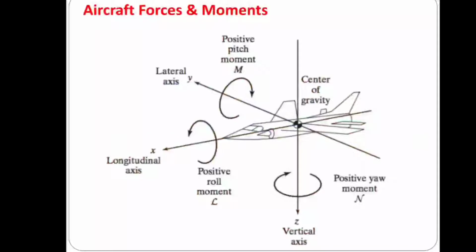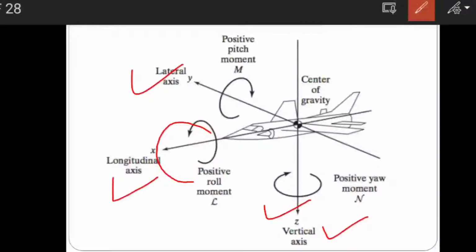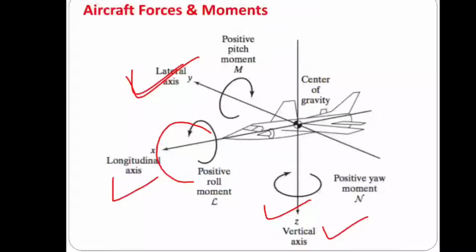Now you can see in this figure, the aircraft forces and moments. There are 3 axes: a longitudinal axis, a vertical axis and a lateral axis. That is very important. Through the longitudinal axis, the aircraft does the rolling moment. With the help of the vertical axis, the aircraft does the yawing moment, and with the help of the lateral axis, the aircraft does the pitching moment. Understand? So with the help of these 3 axes, the aircraft controls its stability across all 3 axes and all 3 moments.